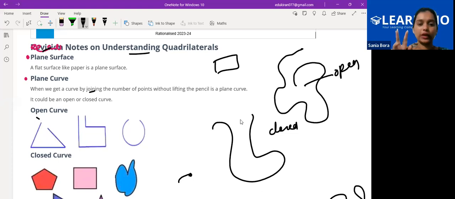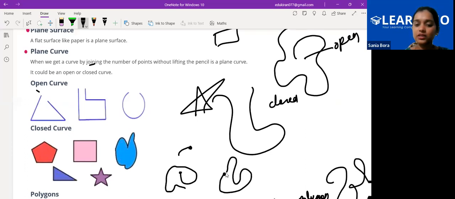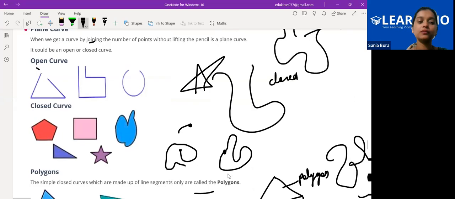A plane curve can be of two types, right? If I make it like this, it is not a plane curve because somewhere it is intersecting. A plane curve is a line joining a number of points without lifting the pencil. It can be an open curve, which is not joined. For example, I started from here and I am not coming back here, so that's an open curve. But if I start from here and come back to the starting point, that is a closed curve. Fine with everybody till here?